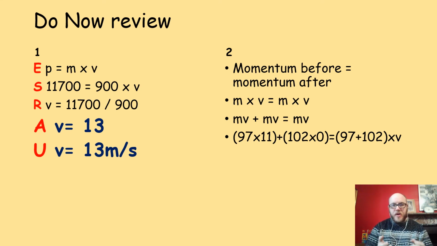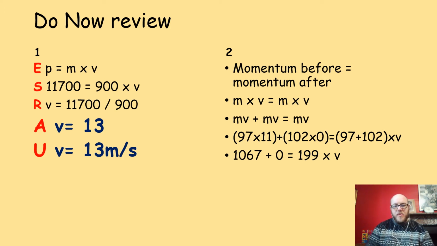Now, it's not going to surprise you to know, hopefully, that if the forward is going at 11 meters per second, and he collides with a goalie, and the goalie is heavier than him, then the resultant velocity that they're going to move off in is going to be less. So we're looking for a number that's less than 11.